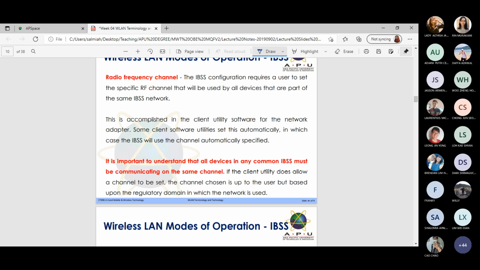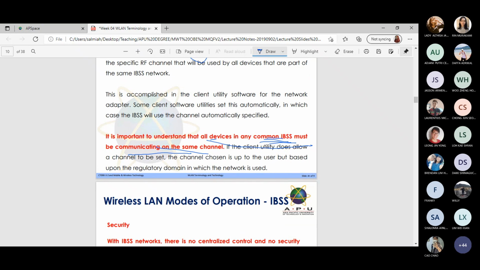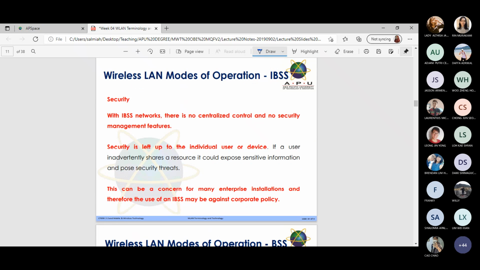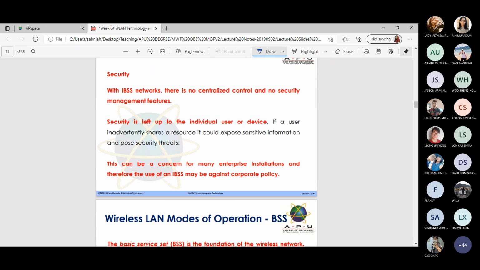So you need to understand when it comes to IBSS, independent or ad hoc, make sure every device is in a common IBSS, which means a common frequency. If everyone is using 2.4, then that is 2.4 and communicate on the same channel. If everyone is set to channel 1, then you need to be on channel 1. This one is independent, but basic service set and extended, we're not going to see it yet today.